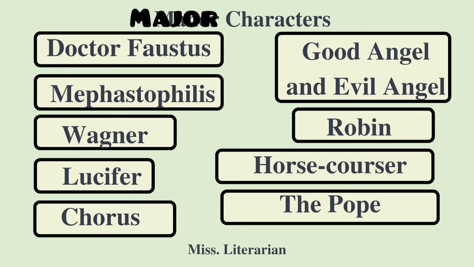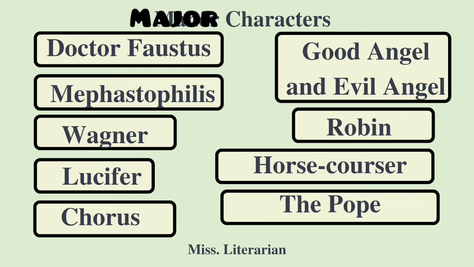Next character is Horse Courser. Horse Courser is a horse trader who buys a horse from Faustus. Faustus actually warns him not to ride the horse in water, but the horse courser assumes that Faustus is trying to cheat him and he rides it in the water. The horse actually melts promptly.